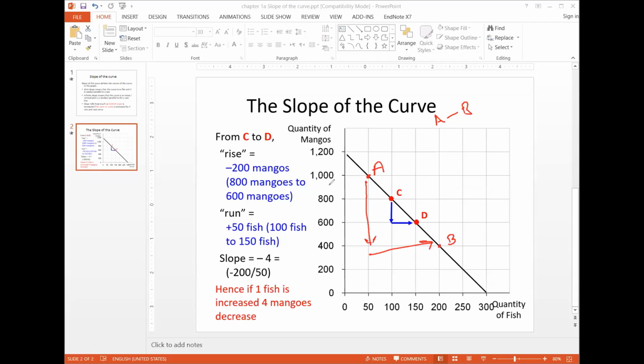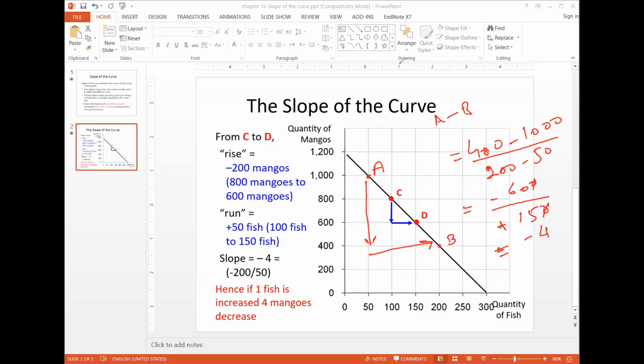So rise is 400 minus 1000, divided by 200 minus 50. So what will be the answer? Minus 600 divided by 150. So this is positive. Zero is cancelled. 60 divided by 15. What will be the answer? That is minus 4. 15 fours are 60. So minus 4 is there. This way you can see the minus is there and 4 is there.